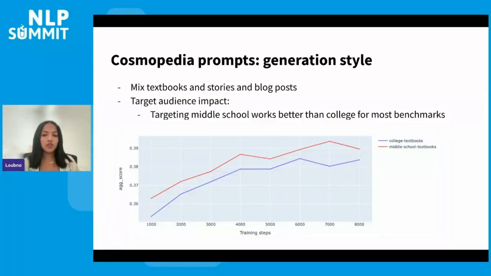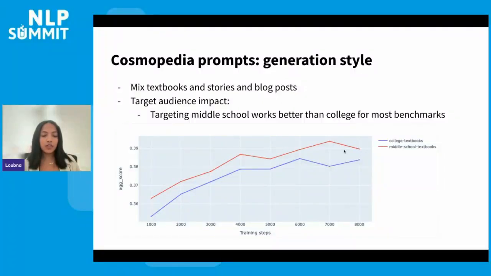When you ask the model to generate a textbook, we usually specify the audience of this textbook. For example, we can say generate a textbook for college students. This means that the information will be more advanced compared to if we were to ask for a textbook just for middle school students. So we did some experiments to find which audience works better, and we found that targeting middle school students actually helps on most of the benchmarks.